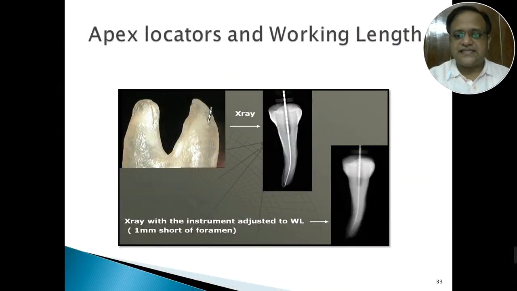So why do we insist on using apex locators in today's time for taking working length? As we all know, we were talking about the radiographic apex and the anatomic apex in previous slides in the initial part of the presentation. You can see this radiographic apex and this anatomic apex, they are so far apart. If a clinician is not using an apex locator and takes the radiograph, they will surely reach the radiographic apex, and they will be happy that they have reached the full length, and they will consider this length as their best working length and prepare the entire tooth.